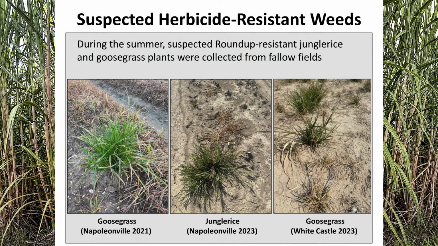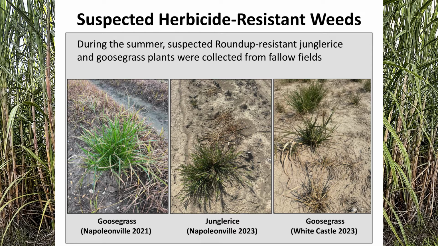So when I started back in July, the phone started ringing. During the summer, I collected suspected resistant weeds from fallow fields. I told y'all to remember this: jungle rice and goosegrass. They were in the top 15 earlier. The picture to the left here was sent to me by a good friend of mine, Stephen Semino, in Napoleonville back in '21. It's a goosegrass plant that wasn't controlled with glyphosate.